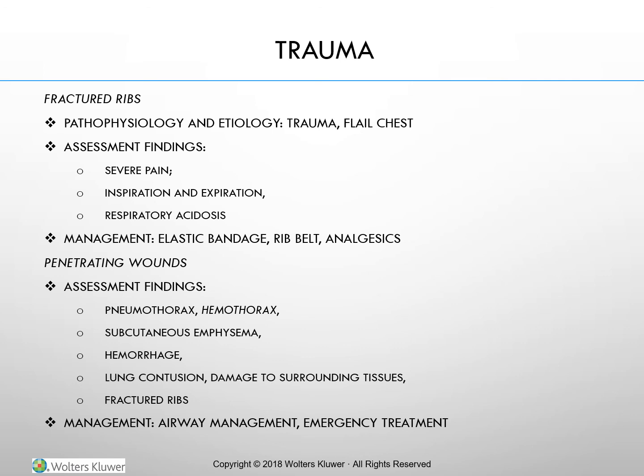IV fluids, colloid solutions, or blood is administered to treat or prevent shock. An indwelling catheter is inserted to monitor urine output. A nasogastric tube is placed to prevent aspiration of stomach contents and to decompress the GI tract. Care of a client with a penetrating chest wound is similar to that of a client who has thoracic surgery. A thoracotomy is a surgical opening in the chest wall.